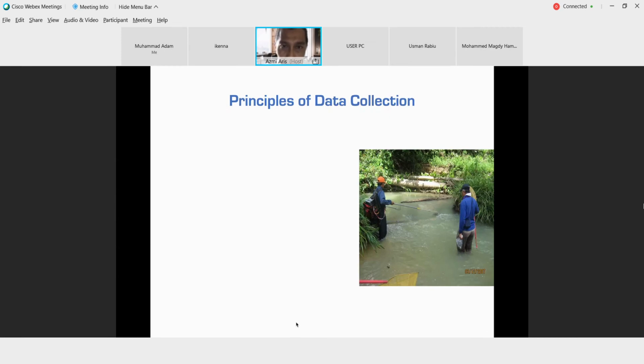Okay, some of the principles of data collection. So that photo actually is our technician helping us in collecting fish, because the project is on the impact of land use on water quality, and we are using fish as our indicator.